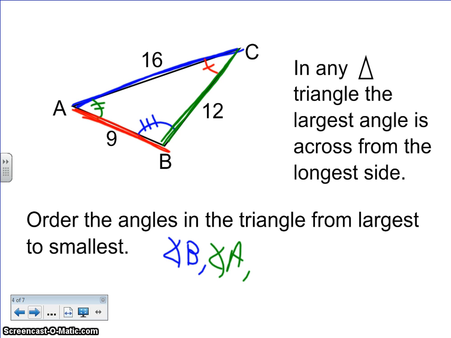And then the smallest angle is going to be the one across from the 9, which is going to be angle C.